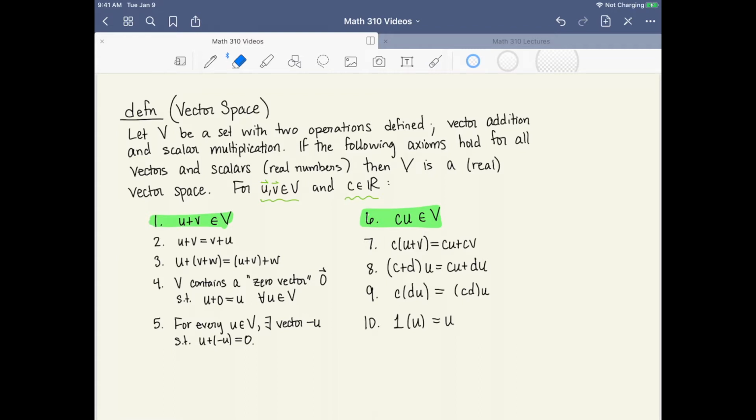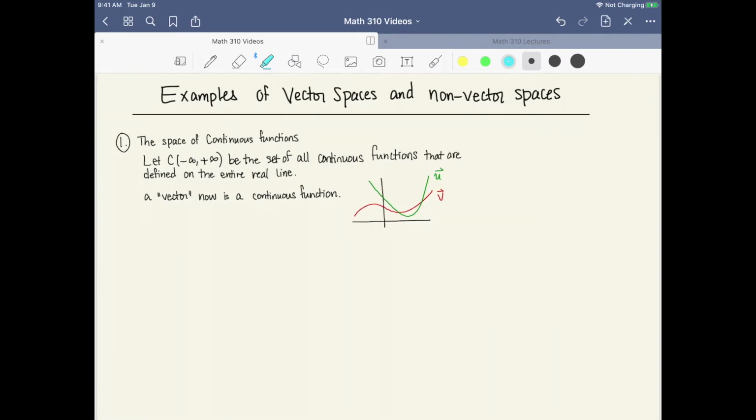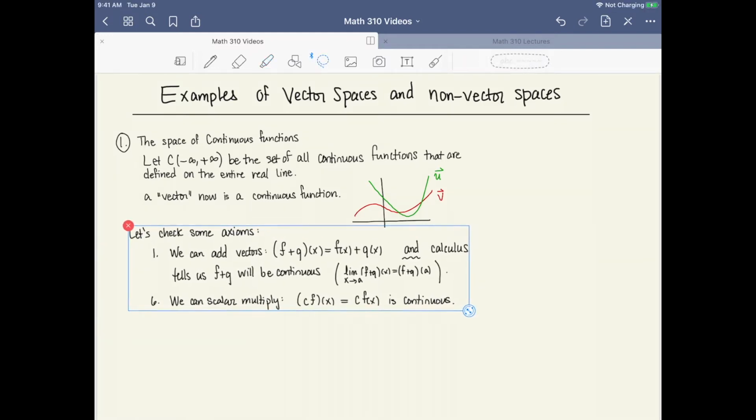So when we think about this new example involving continuous functions, let's check our understanding by checking some of these axioms. Why don't we check axiom 1? Let's make sure we can add 2 continuous functions together and get a continuous function. And let's look at 6. The first 2 things we want to see are that the set is closed under addition and scalar multiplication. So here is my little cartoon of my vector space of continuous functions with 2 particular vectors drawn in it. And let's check these 2 very important axioms.